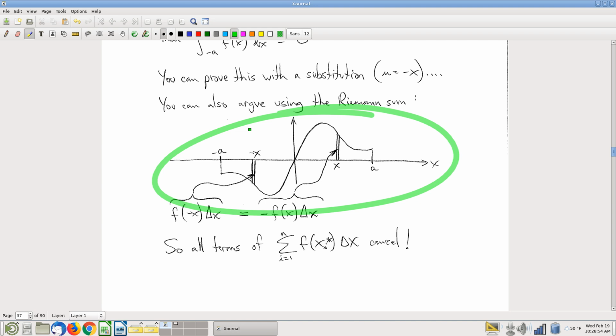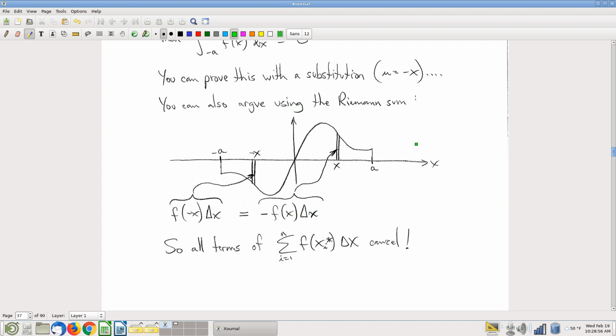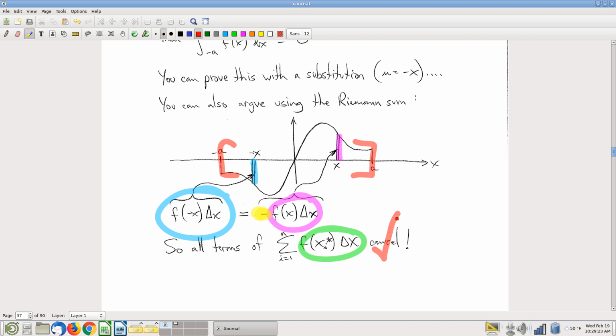From this graph point of view, you can see how these terms in the Riemann sum cancel because one of them is over here and another one over here, right? This one and this one are clearly negatives of each other because the function's odd. That's the whole point of an odd function, right? And then they pair up perfectly because the domain is symmetric. And so everything cancels and you get 0.